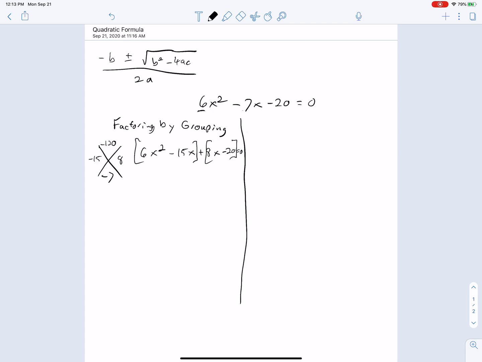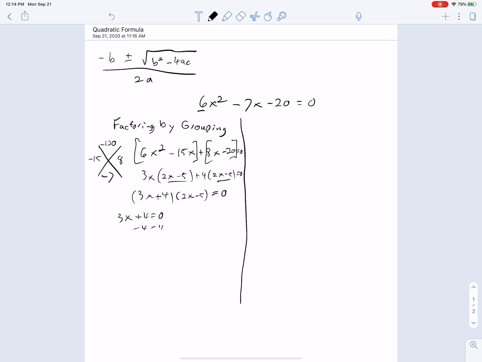And so I'm going to factor out a 3x, which is going to leave us with 2x minus 5. And if I factor out a 4, that's going to again leave us with 2x minus 5. So that leaves us 3x plus 4 times the common factor of 2x minus 5, still equal to 0. We're going to set both of these equal to 0.